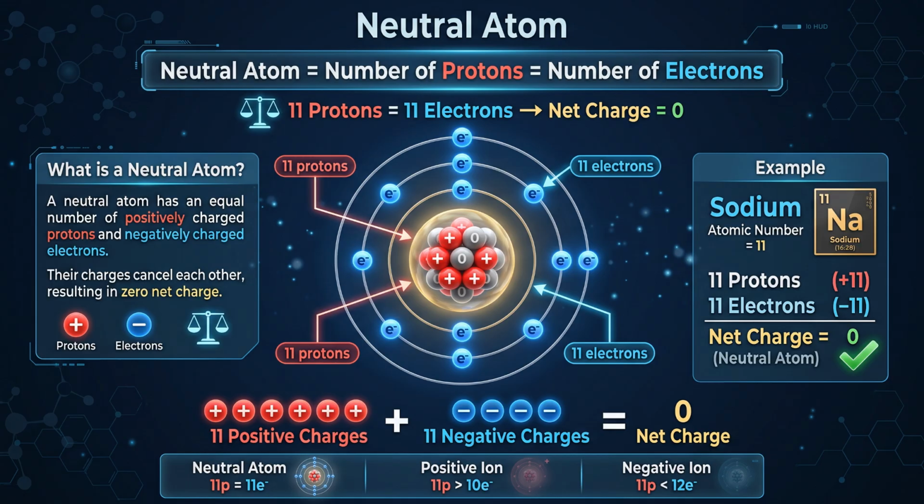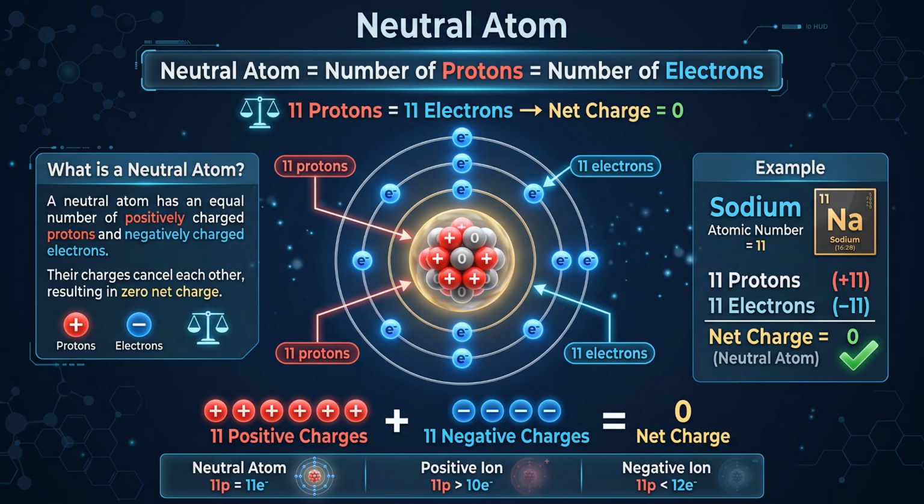An important point to remember is that forming ions does not change the atomic number or the mass number. The atomic number depends only on the number of protons, and the mass number depends on the total number of protons and neutrons. Since gaining or losing electrons affects neither protons nor neutrons, both the atomic number and the mass number remain unchanged. Only the electrical charge of the atom changes.